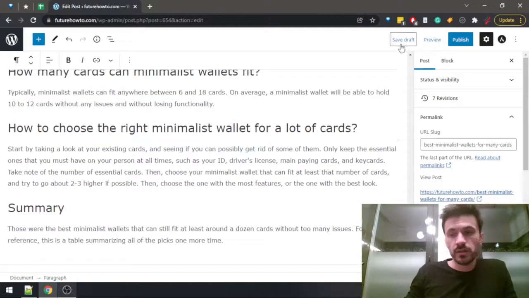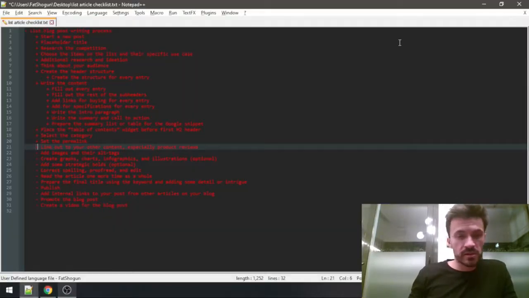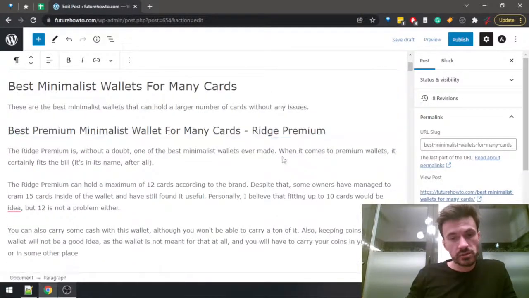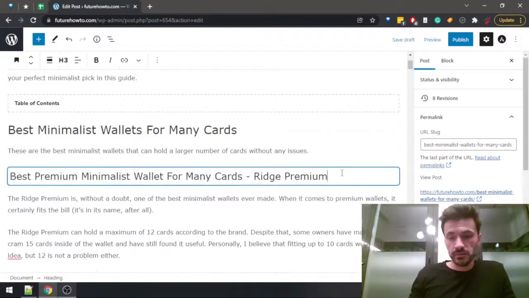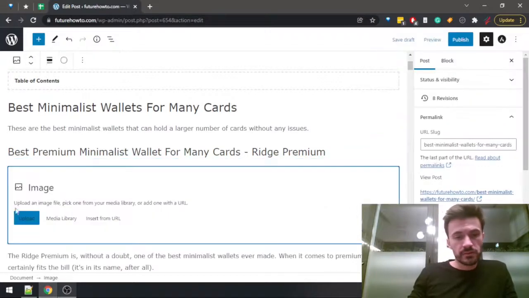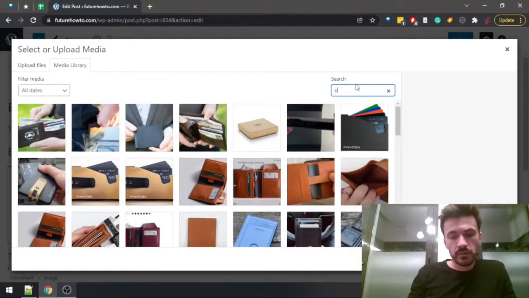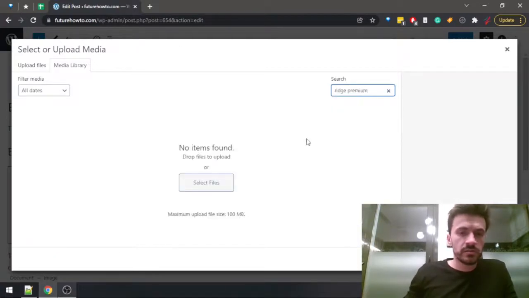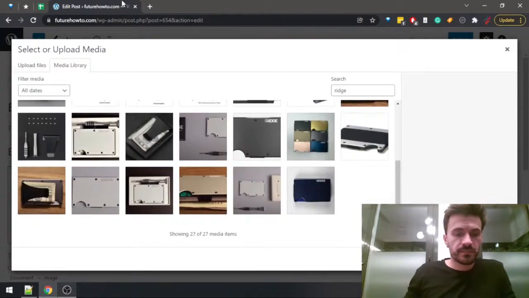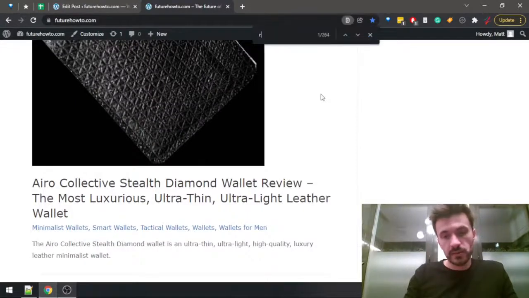Okay, very good. So this is an important step. I'm glad we did it. And images and alt tags. This is gonna be quite easy because I already have the images. I usually add them immediately after the first subheader. Ridge Premium. Oh, come on. I know I have these. Guys, this is still a new blog.